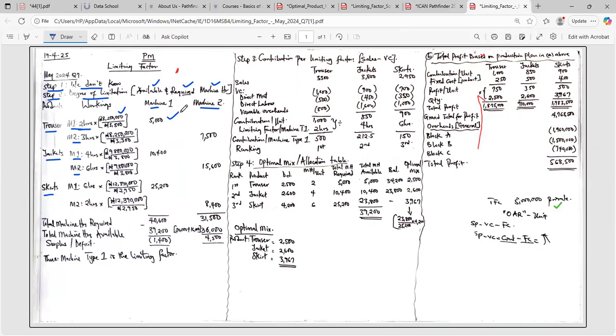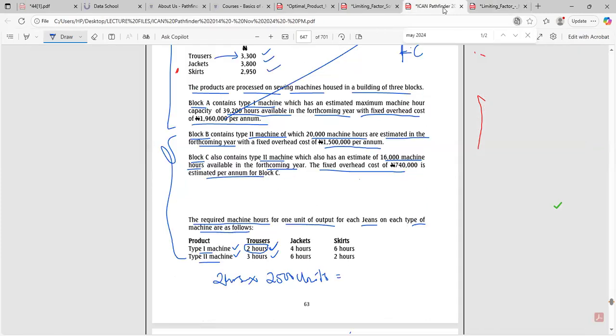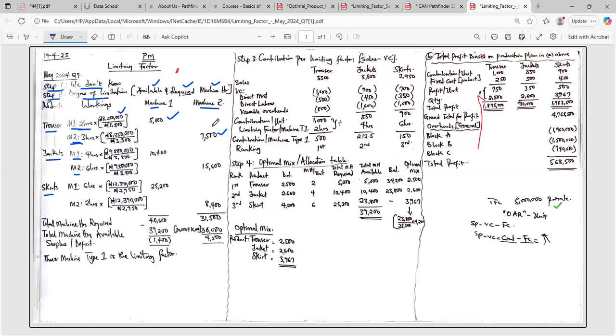We are still on trouser, now for machine type 2. For trouser, we spend 3 hours on machine type 2. So that 3 hours is multiplied by your 2,500 units, which is still your quantity for trouser. That gives us 7,500. So we'll move to jacket.